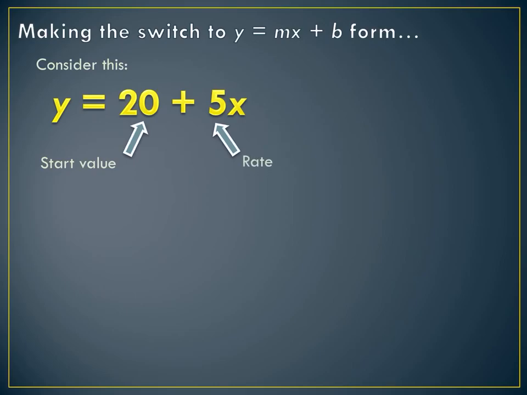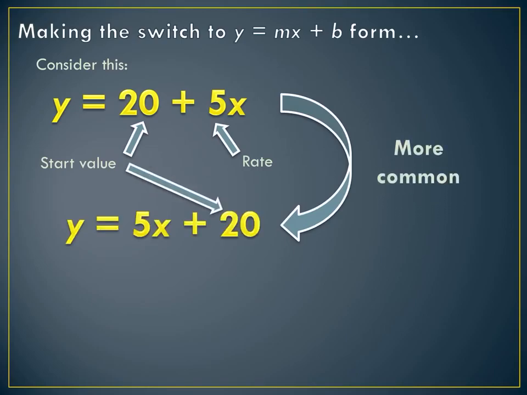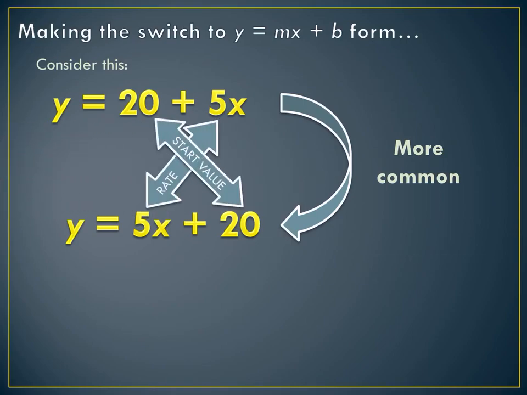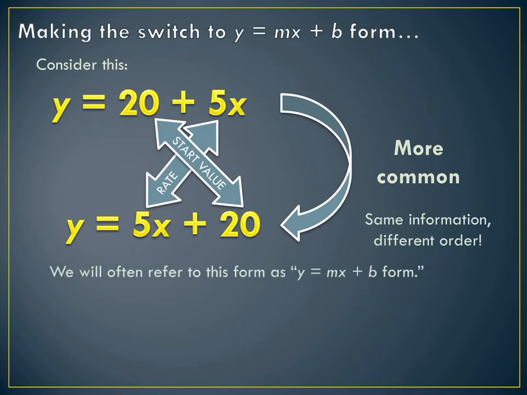It's not a must, but we usually switch the order of these things around. Instead of having the start value as the first number and the rate with the variable as the second term here, we'll just switch those around. More common, you'll see this. It's not wrong not to do this. It's just you're going to see this more and more, that it's going to have a lot of advantages to have the rate with the variable first and the start value second. I know that sounds weird when I say that, having the start value second. But it's the same information, just in a different order.